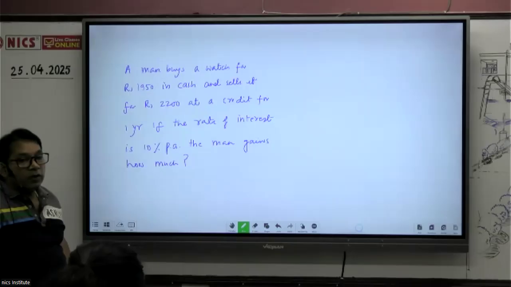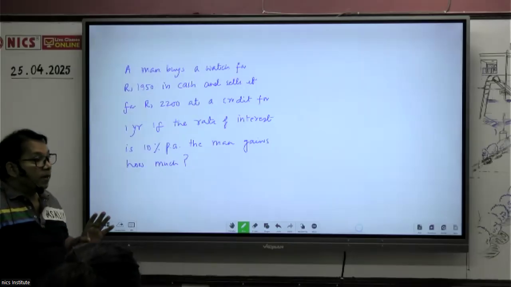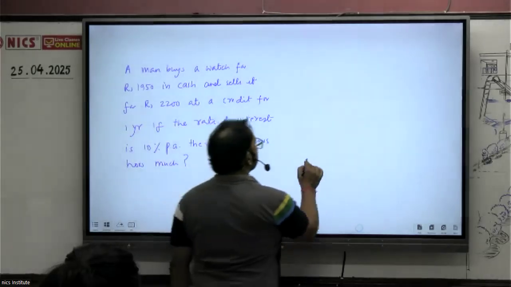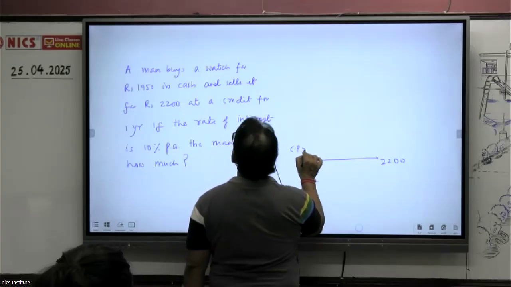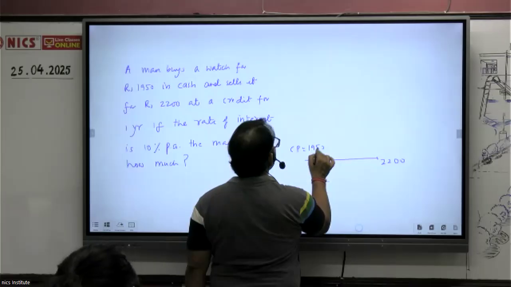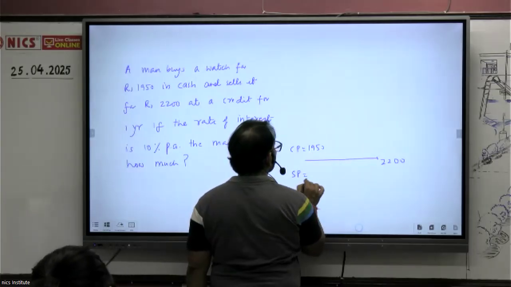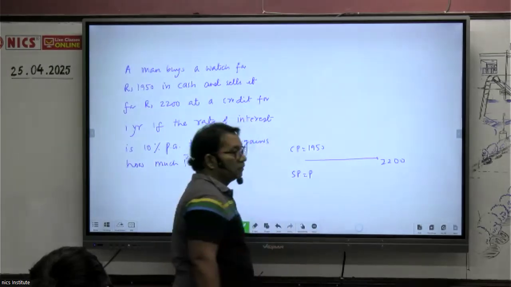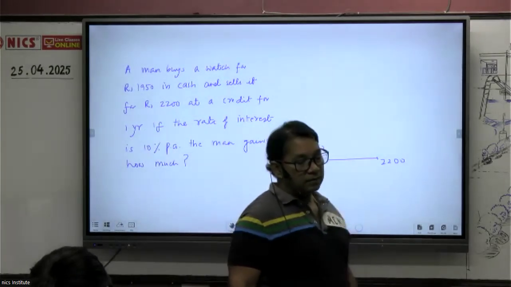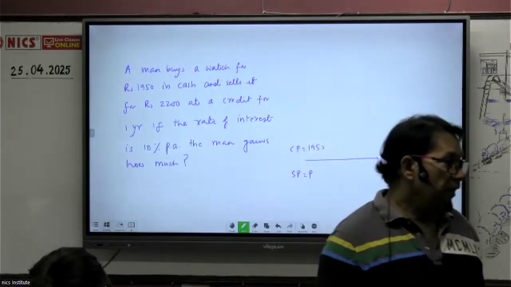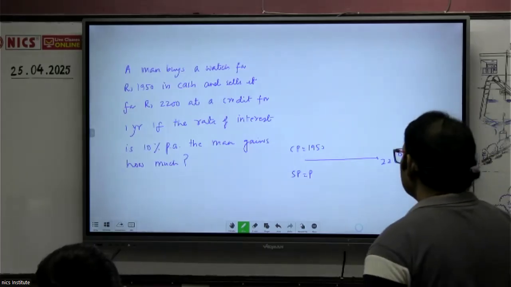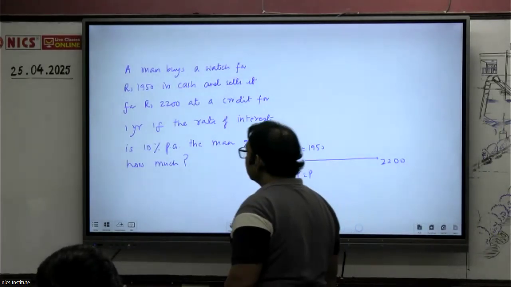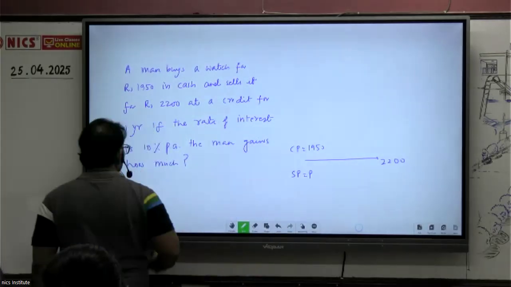How do you think it is to be done? He's getting 2200 rupees after 1 year. He's not getting it now. His CP at the moment is 1950. SP you can find out. After 1 year, it is 2200. So something which is 2200 rupees after 1 year, what is the worth today? Obviously less. Options.